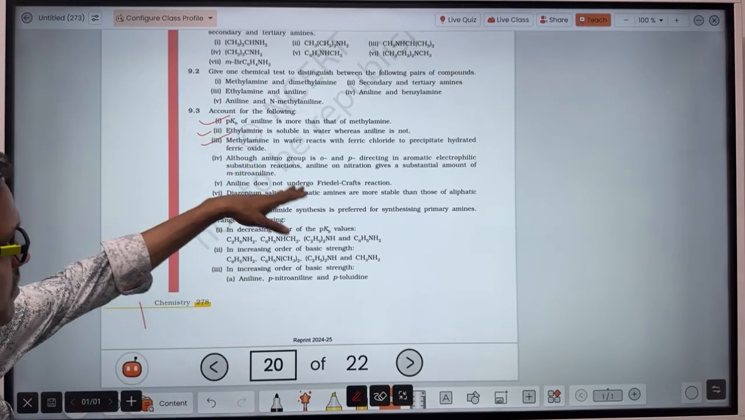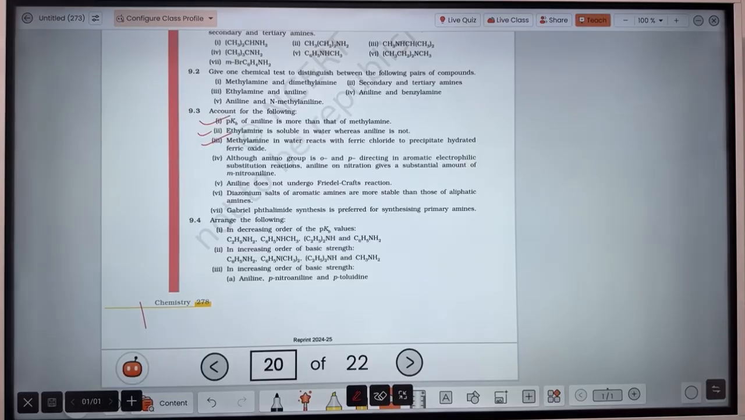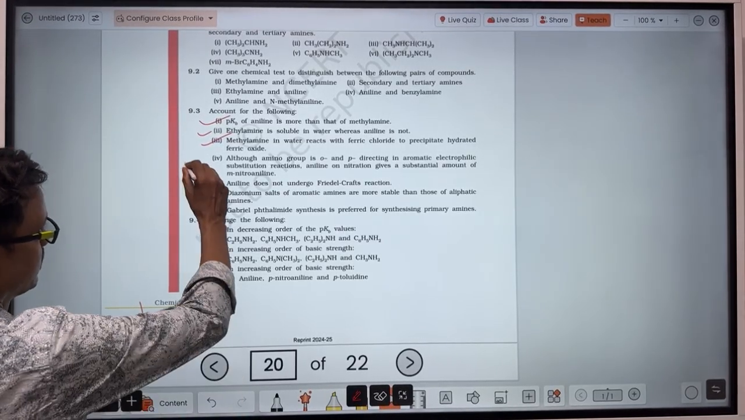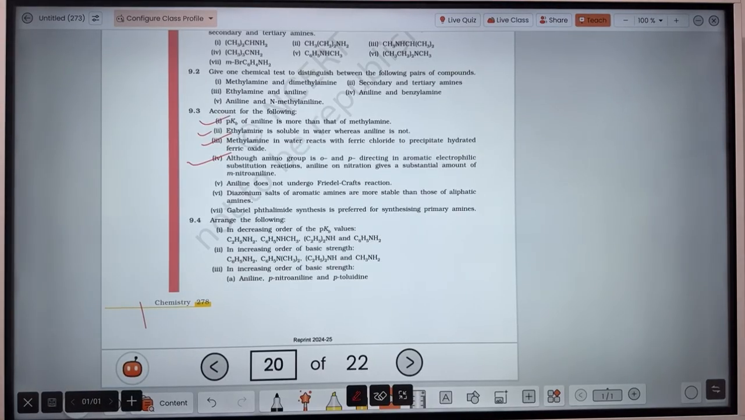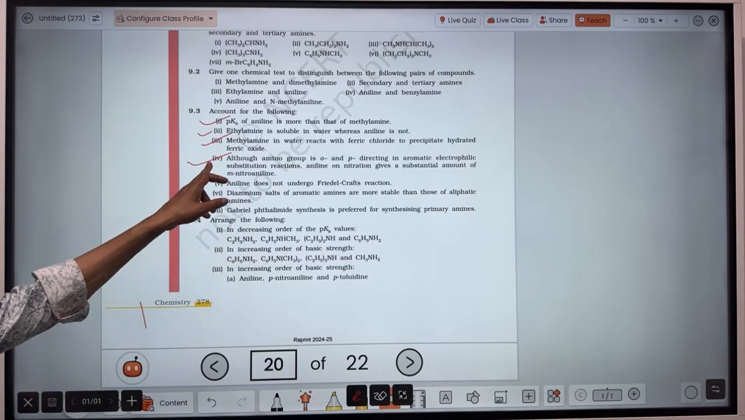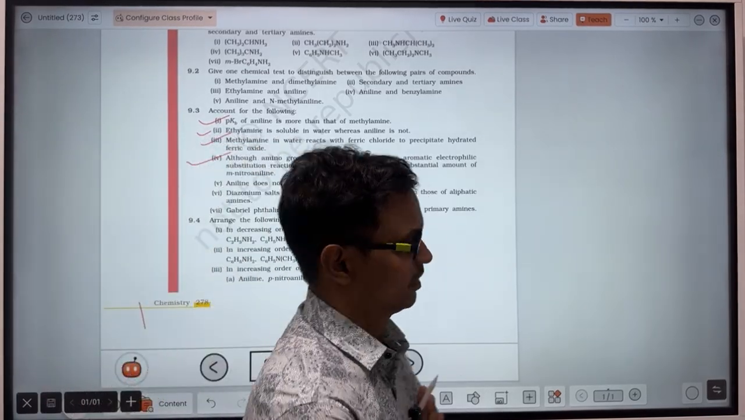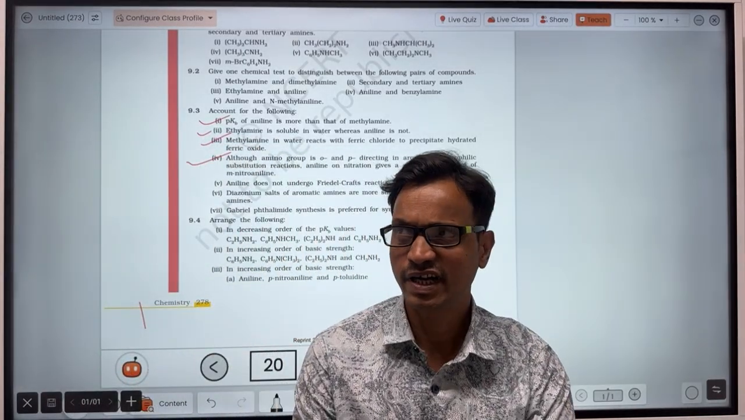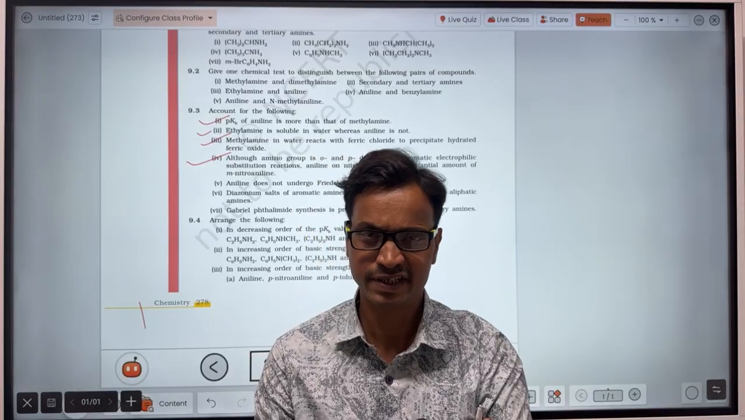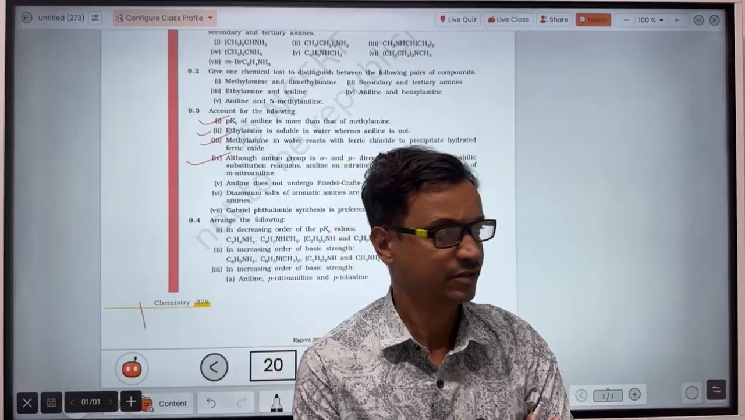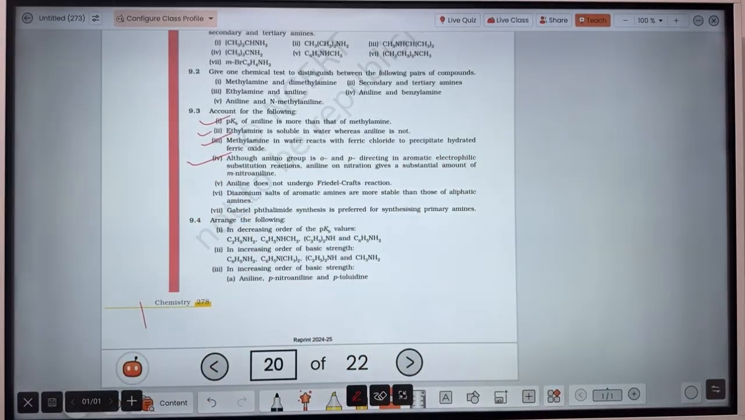About that we have already discussed. Why does methylamine in water react with ferric chloride to precipitate hydrated chloride? Here, in nitration, the NH2 group gains an H+ ion from the H2SO4 and hence forms NH3+, which is meta-directing. So that's why the meta-substitution product will also form.